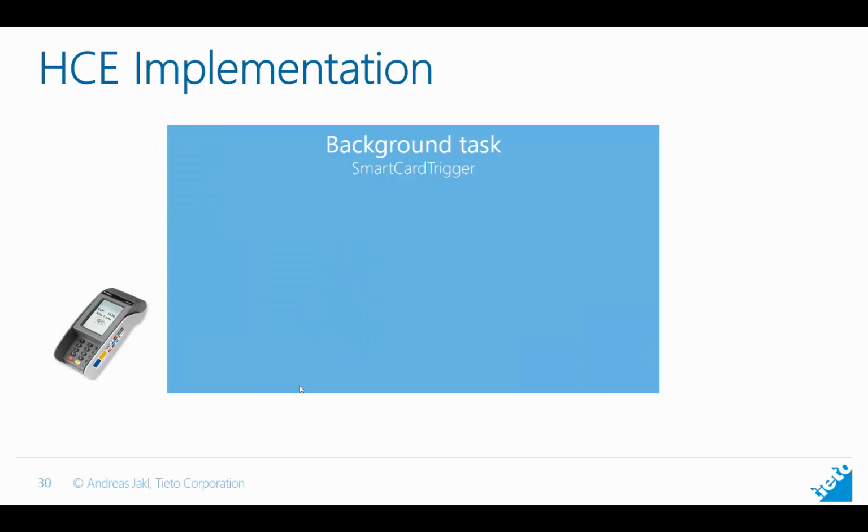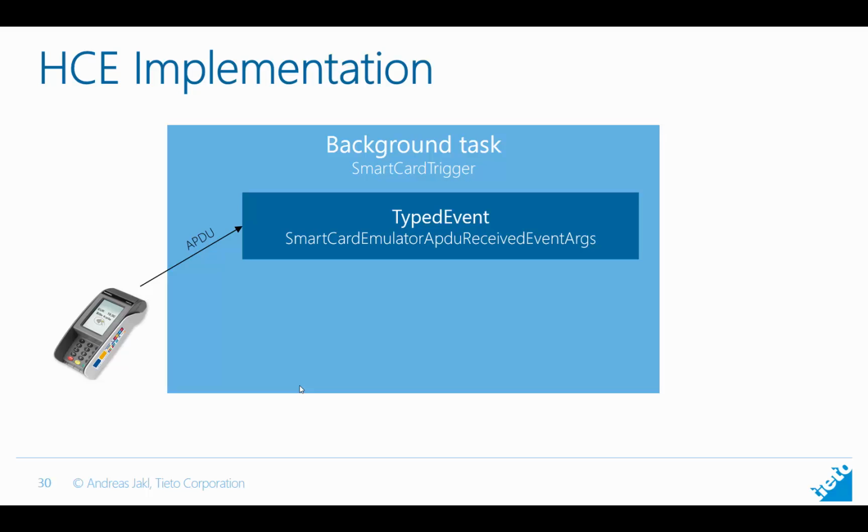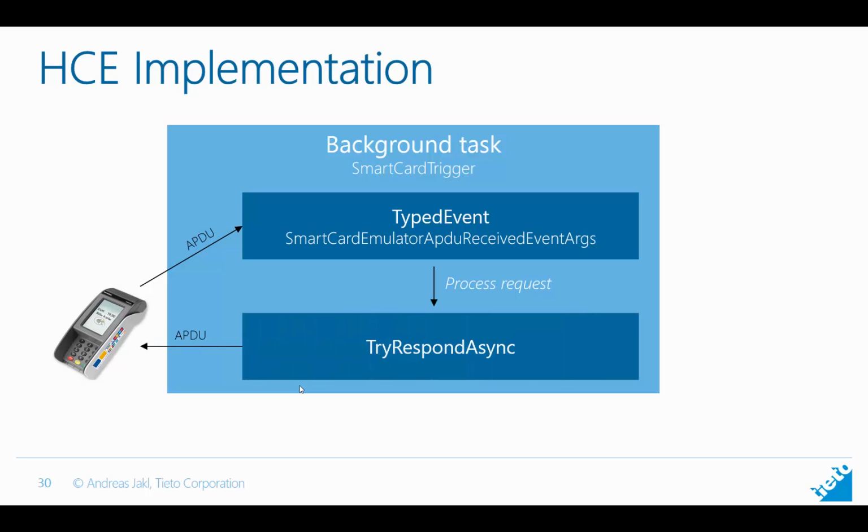So how does this actually work, the host card emulation implementation in the background task using a smart card trigger? So first of all, this command terminal sends an APDU, which is a typed event, together with some arguments, the smart card emulator APDU received event arguments, which will tell your app a little bit more of what it should do. And then you process the request in the background task, and you use the method called try respond async, where you just send an APDU back to the reader.